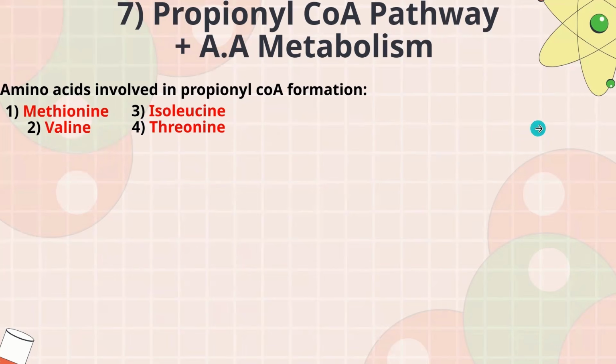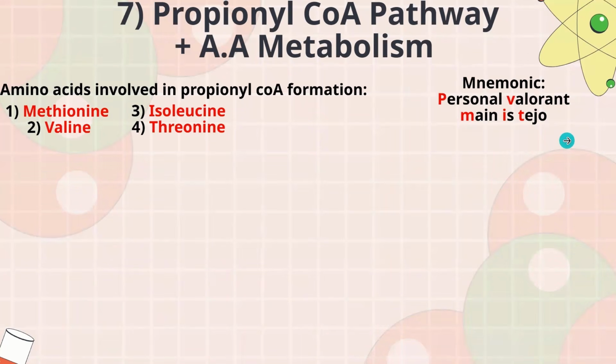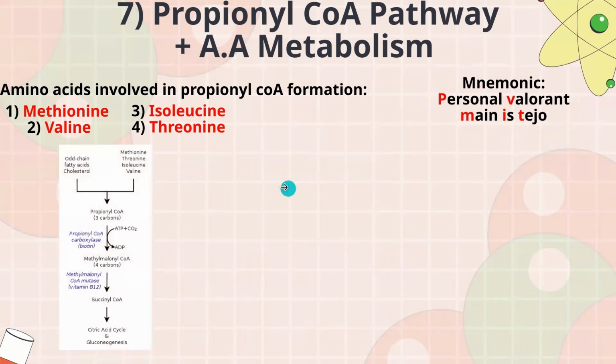But to be honest, my personal mnemonic is for those who play Valorant. My personal Valorant main is Tejo: Valine, methionine, isoleucine, threonine all contribute to propionyl CoA, which is P, right? So yeah, maybe that's easier for some of you to memorize. And now let's talk about the actual steps.